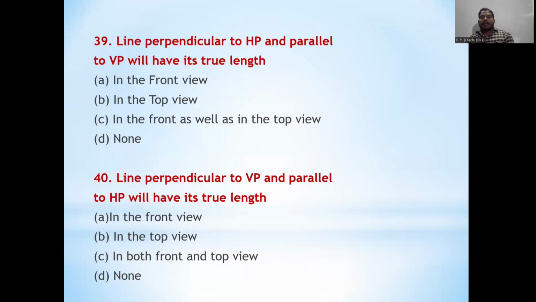39. A line perpendicular to HP and parallel to VP will have its true length. The line is perpendicular to the HP and parallel to the VP, so we'll have its true length. We'll observe from this side, so from the front side you will be able to see the true length. So we'll check out the options.